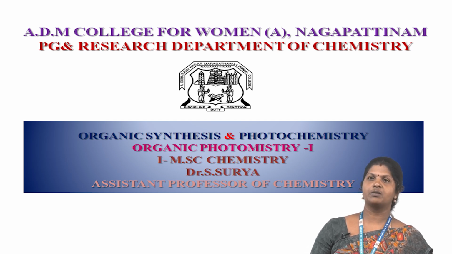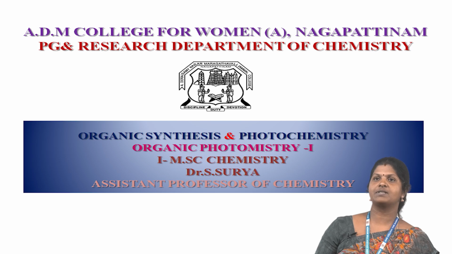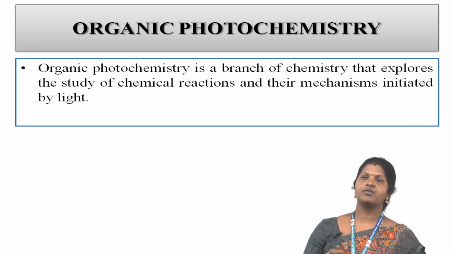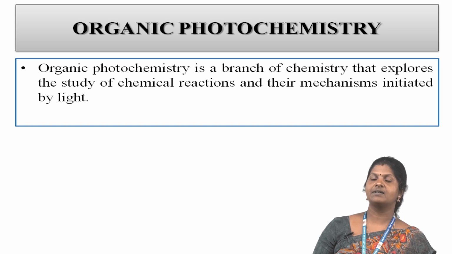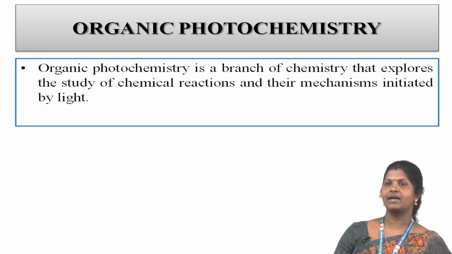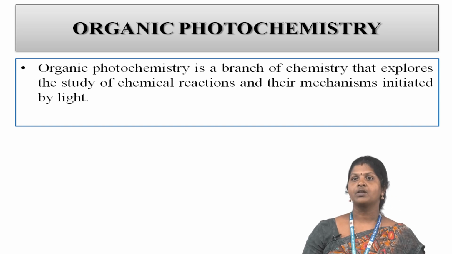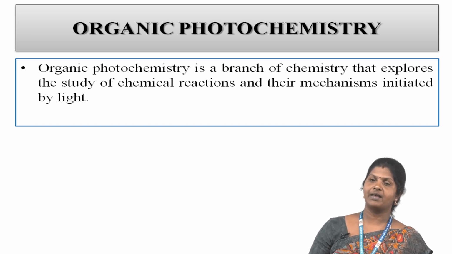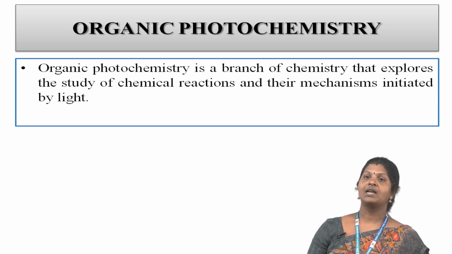Today we are going to learn about organic photochemistry in MS. What is meant by organic photochemistry? Organic photochemistry is a branch of chemistry that explores the study of chemical reactions and their mechanisms initiated by light. Organic photochemistry involves the investigation of chemical reactions that are initiated or influenced by light.